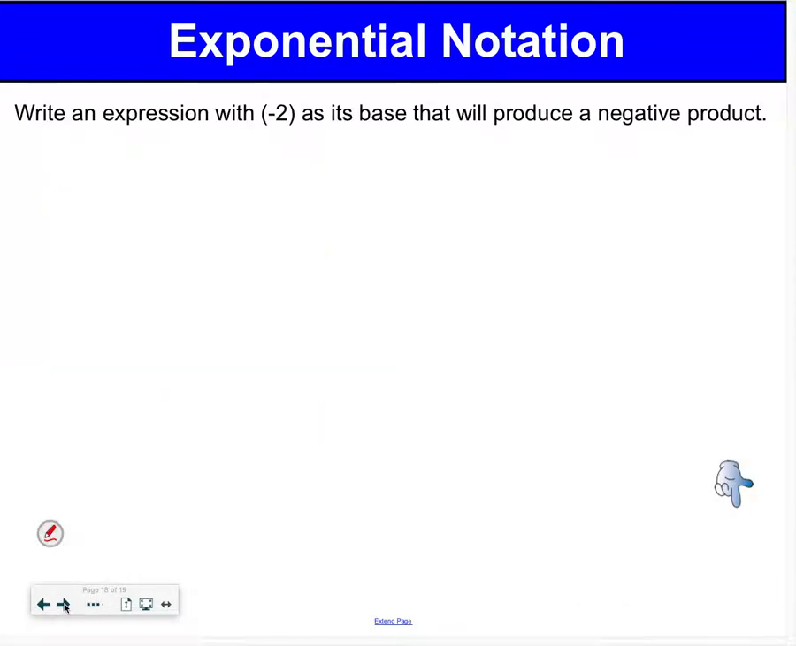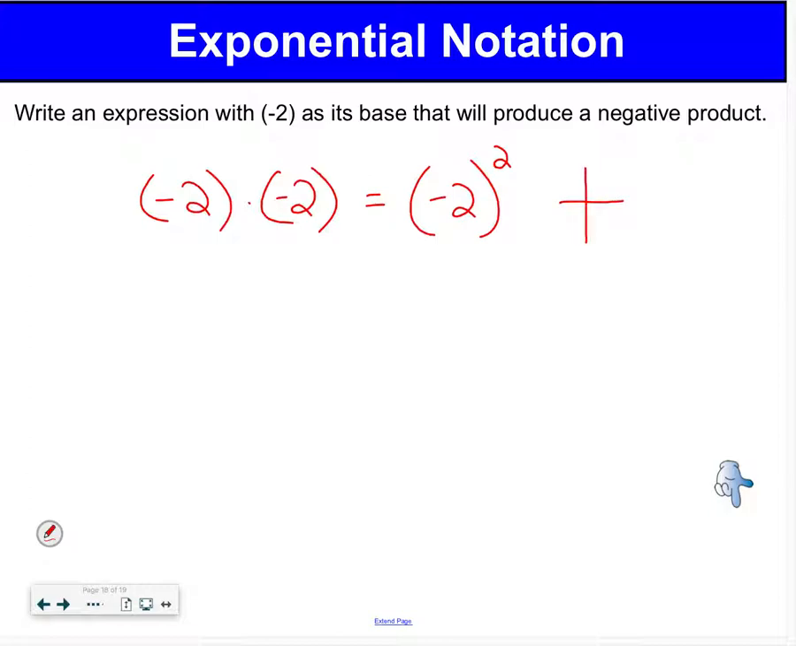The last problem, they're asking us to write an expression. We want -2 as the base, and we're trying to figure out how many times I can multiply this by itself and get a negative product. So let's try -2 times -2. So we're multiplying it 2 times. We know that we can rewrite this as -2 to the second power, and we also know a negative times a negative equals a positive.